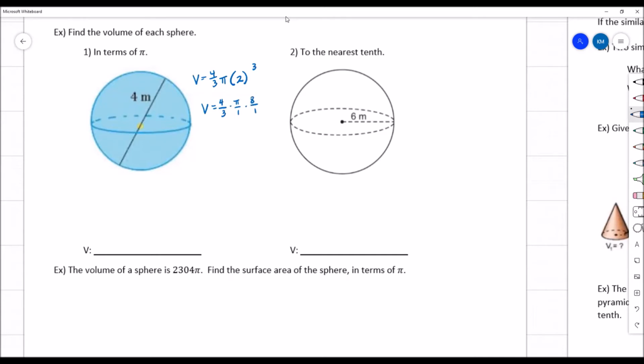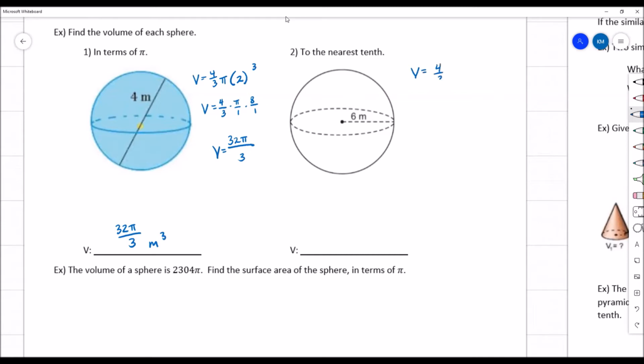Okay, so as we multiply through the numerator, we get 32 pi. Multiply through the denominator, we get 3. And so our volume is 32 pi over 3 meters cubed. Second problem. Okay, just showing you why that works out that way. I don't expect you to make everything over 1, but if you'd like to, you can.